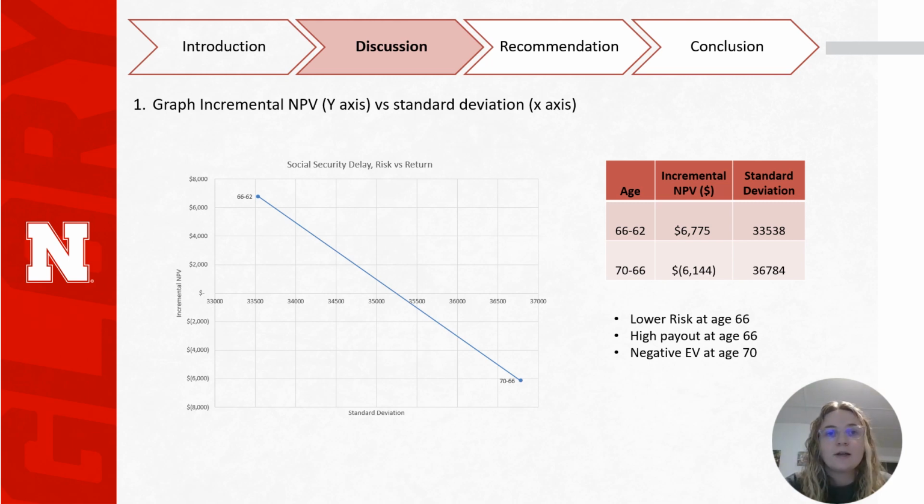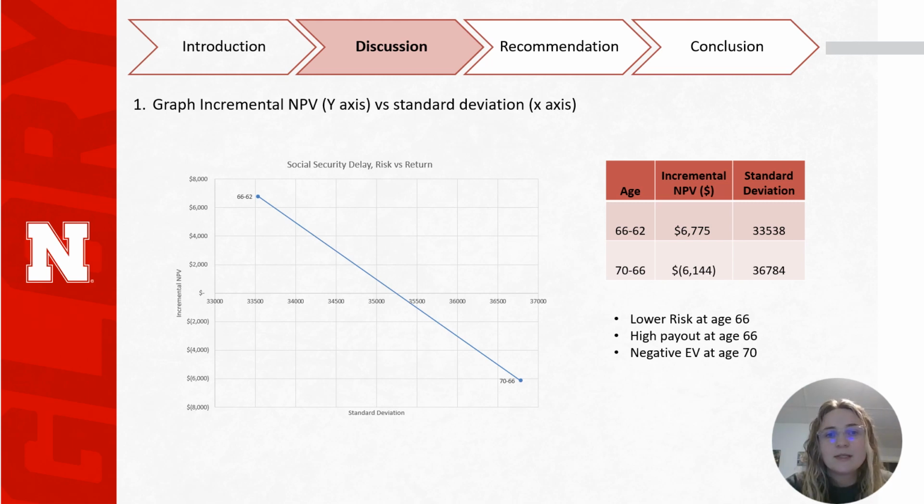So right here is our graph for incremental NPV versus the standard deviation. Incremental NPV is on the y-axis, and the standard deviation is along the x-axis. We got our data for this graph from the table to the right side here. With this information, we can see that the expected value for retiring at age 66 is over $6,000 versus the expected value for retiring at 70, which is below negative 6,000.